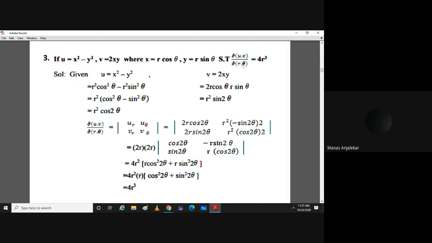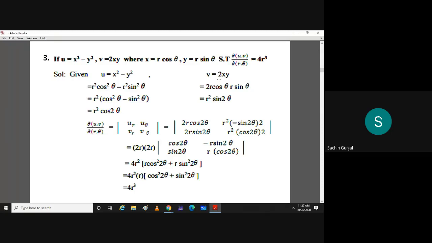Yes, sir. And you will have to show that it is 4r cube. So in the solution, u is equal to x square minus y square. So substitute x and y. So r square cos square theta minus r square sin square theta, which is nothing but r square cos 2 theta, because cos square theta minus sin square theta is cos 2 theta.